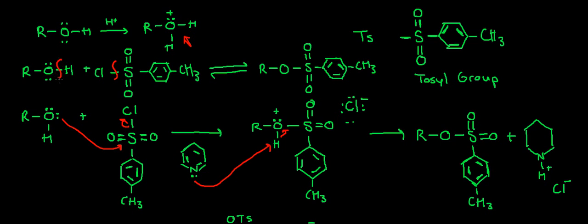So this is basically what we're doing. We're getting rid of this hydrogen and replacing it with this whole thing. And it leaves what is called a tosylate ester. What it's basically done is just taken this end and replaced it with the hydrogen. And this is a much better leaving group than this.